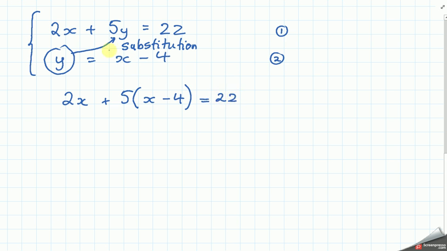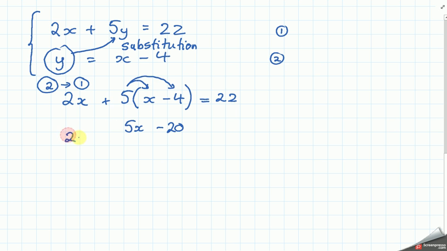So all I've done is I've taken the first expression, written it out, but instead of y, I've written the second expression. I've substituted the second equation into the first. Next step, multiply out the bracket. 5x minus 20. Be careful that you do both terms. Pay attention to the sign in between.